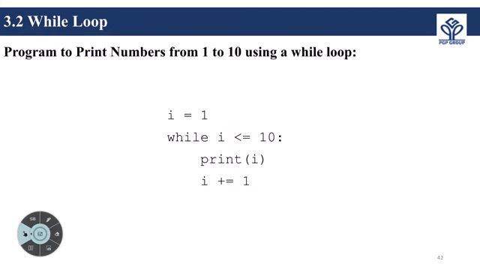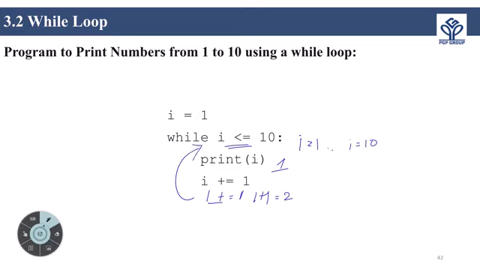Program to print numbers 1 to n using a while loop. I already told this: i is equal to 1, in the while loop we use the i value starting at 1, till i is equal to 10, okay. So print the first i value 1, then i plus equal to 1, that is i plus 1, 1 plus 1 equal to which value? 2. So 2 is updated here, so i is equal to 2, 2 is less than or equal to 10, so print 2, clear.